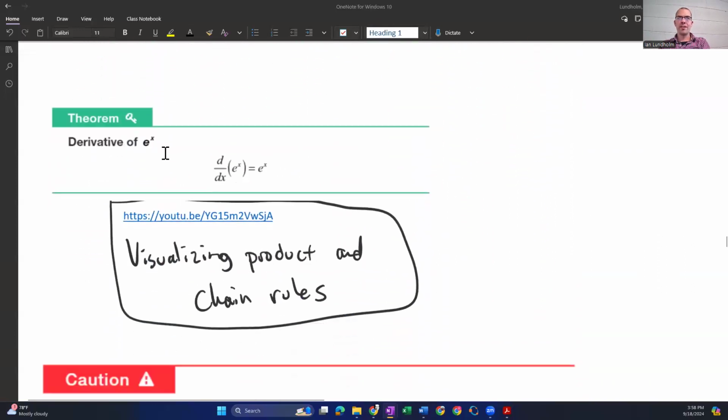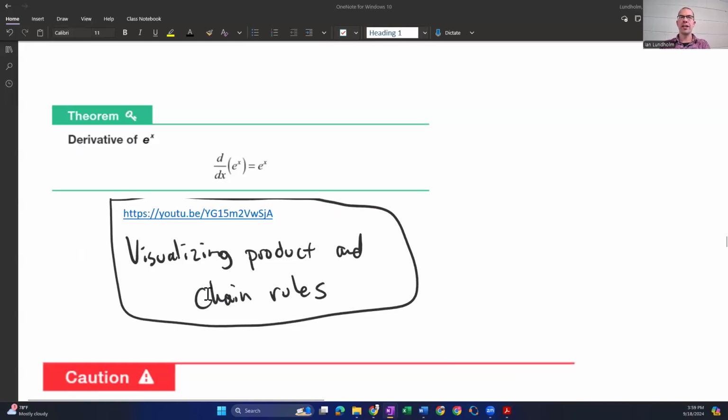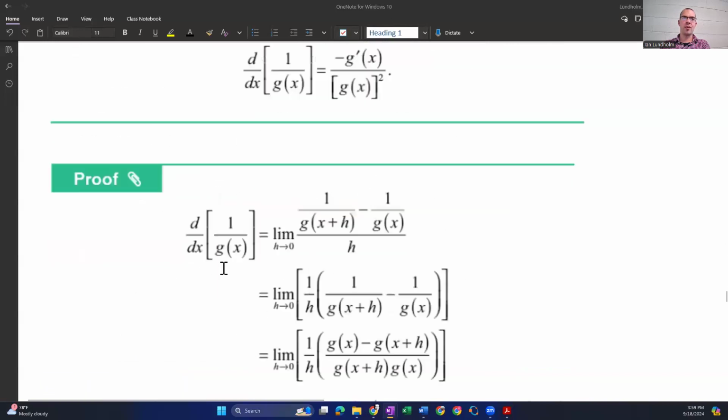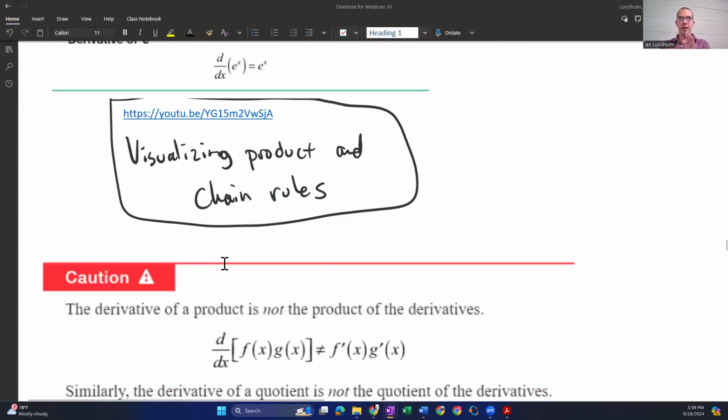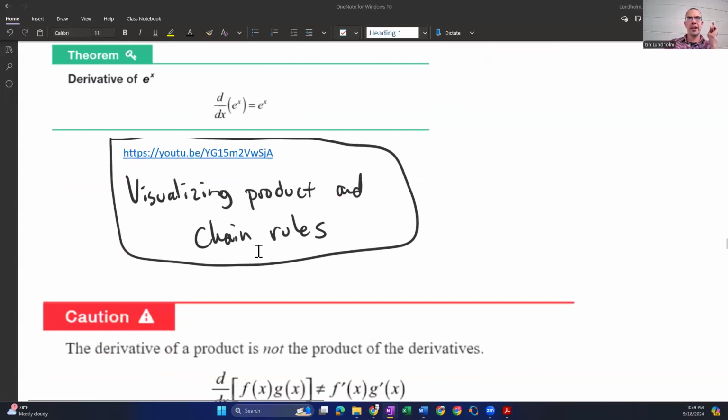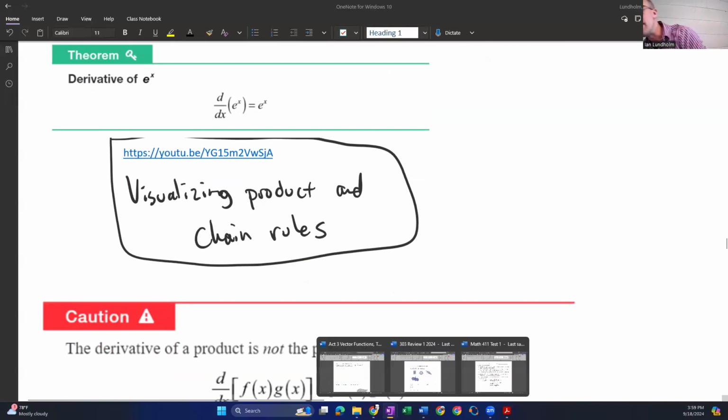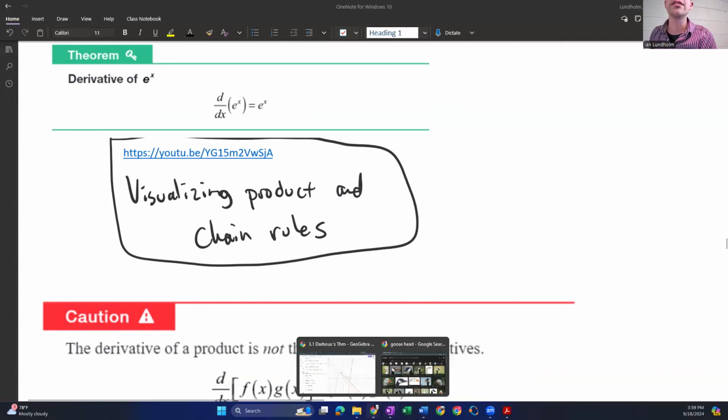This is where the book introduces e to the x. E to the x has this really cool property that it's its own derivative, which is great. And we're going to look at that, but we're going to look at it along with the trig functions towards the end. I'm not going to do it today. The main thing is that normally in class, we would watch the visualizing product and chain rules on YouTube. If I open up, oh my goodness, there we go. This one.